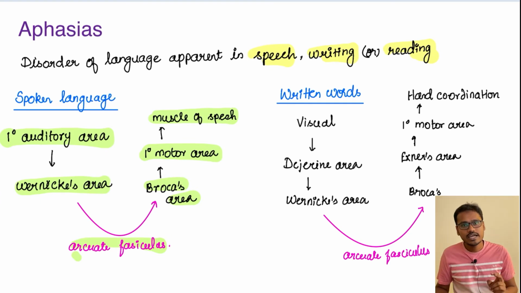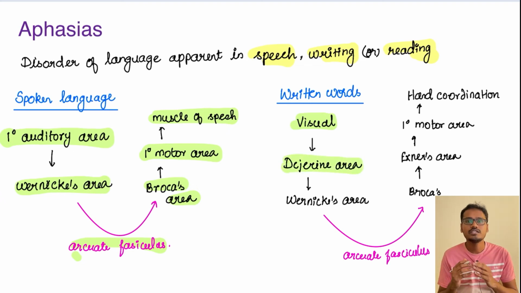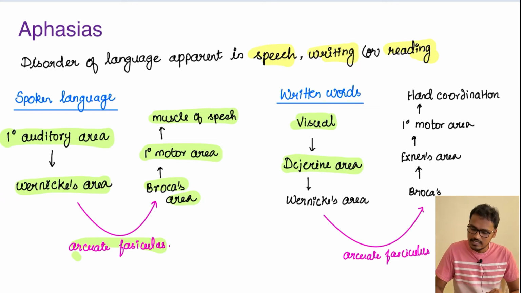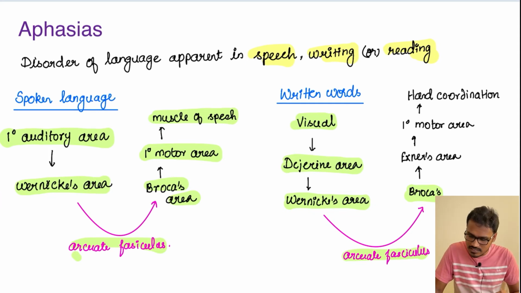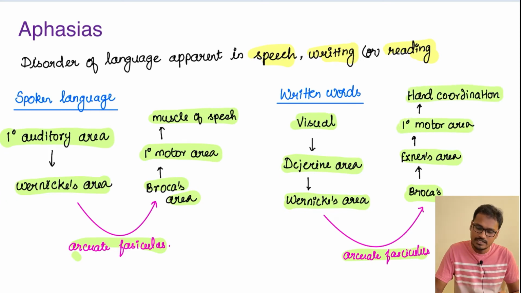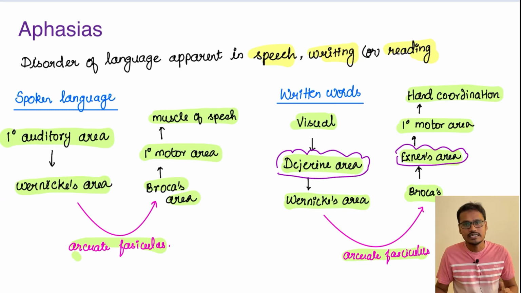Whereas coming to the written words, I told you two more areas are also involved. So first thing is you have to visualize it. You are looking at a textbook and you are visualizing it. It will be sent to Dejerine's area. Before going into Wernicke's area, it is going to Dejerine's area. Then after that, as usual, it will go to Wernicke's area. And from Wernicke's, it will go to Broca's via the arcuate fasciculus. And before writing it, you need help of one more area, which is Exner's area. So this will go to the motor area and finally hand coordination will be done. So in a written word, I need help of Dejerine's area as well as Exner's area. So that is the difference between a spoken language and a written language.